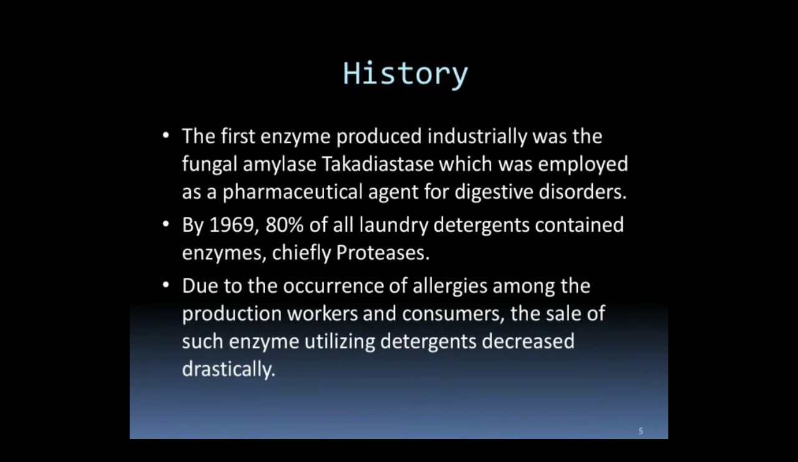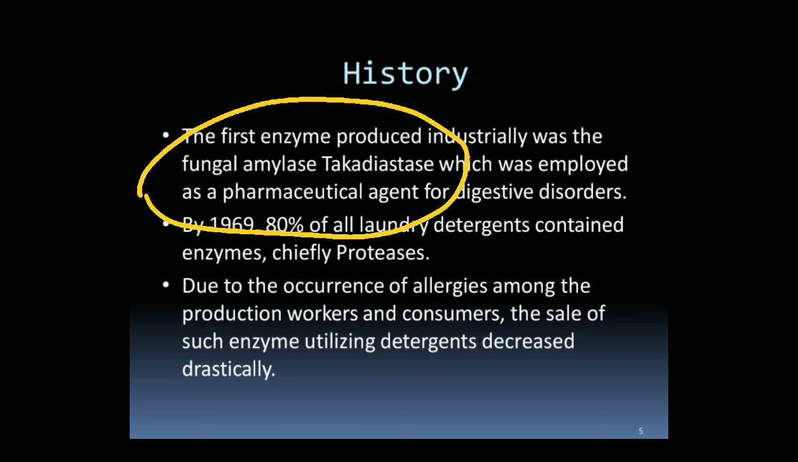Now we are going to study a little bit of the historical background of enzyme production. You can see here I have mentioned that the first enzyme produced industrially was the fungal amylase Takadiastase, which was employed as a pharmaceutical agent for digestive disorders. This is an important question for MCQ.